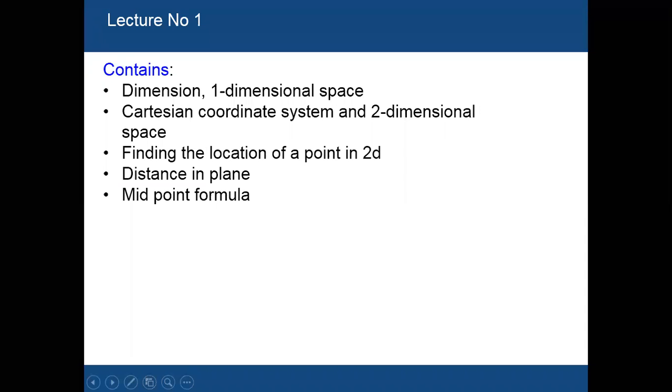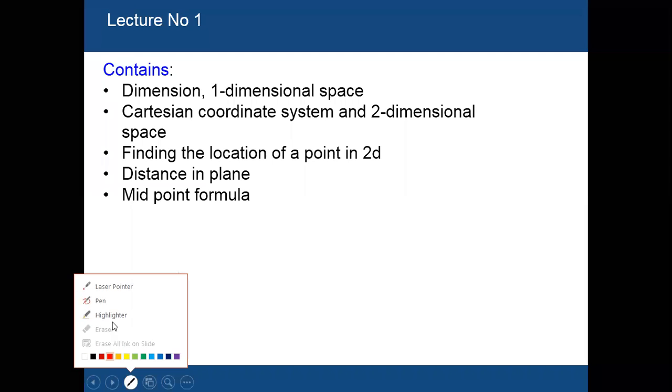Actually, this one is our first lecture. So we are going to cover the dimension, dimensional system, one dimensional system and two dimensional system as coordinate systems. Then we will discuss how to find the distance between 2 points and the midpoint formulas. So first of all, what is dimension?